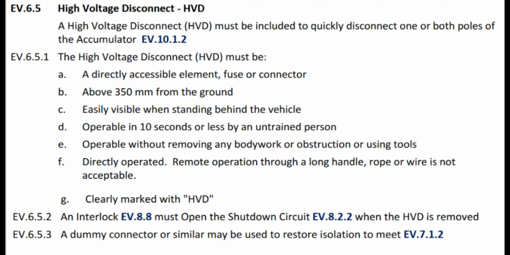Moving along, the next important rule is going to be EV 6.5.2, which is an interlock must open the shutdown circuit when the HVD is removed. From these two requirements, two main things jump to my mind immediately. One is, what is an interlock? And two, what is this shutdown circuit that we keep on talking about?